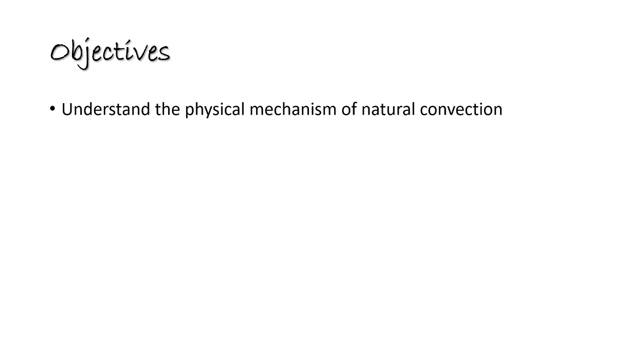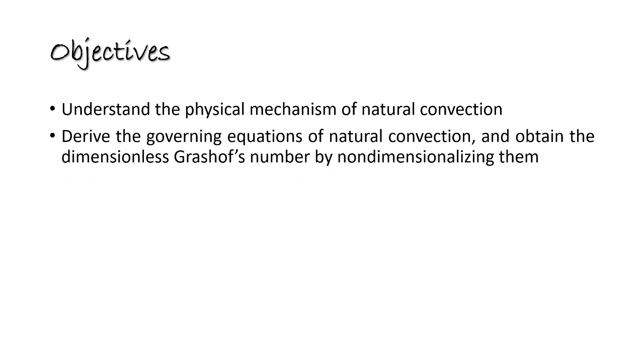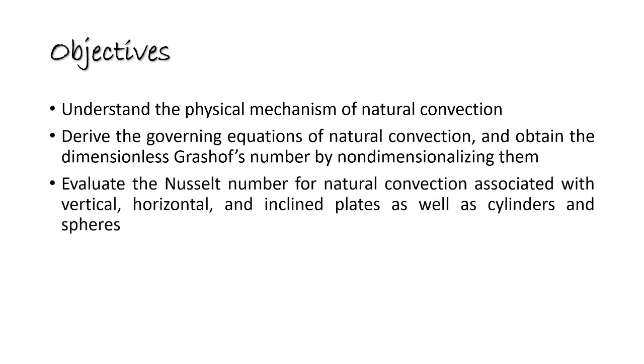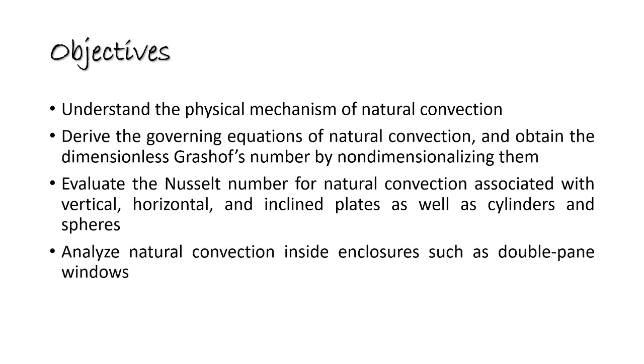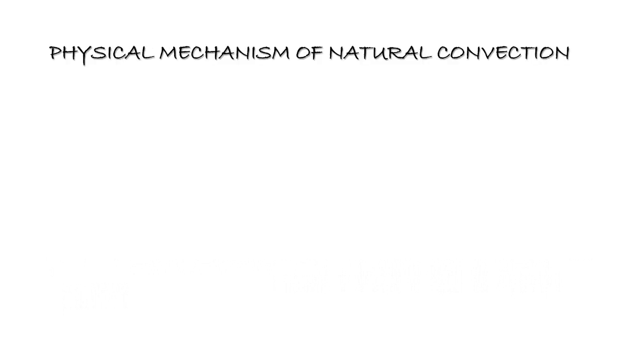Let's take a quick look at the objectives of the topic. We'll understand the physical mechanism of natural convection. We'll derive the governing equation of natural convection and obtain the dimensionless Grashof number by non-dimensionalizing them. Evaluate the Nusselt number for natural convection associated with vertical, horizontal, and inclined plates as well as cylinders and spheres. We'll also analyze the natural convection inside enclosures such as double pane windows.